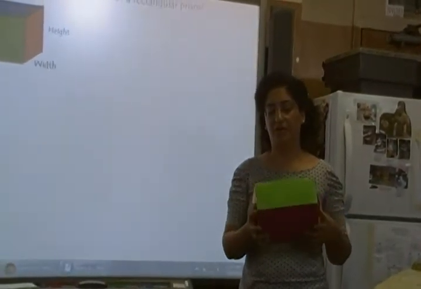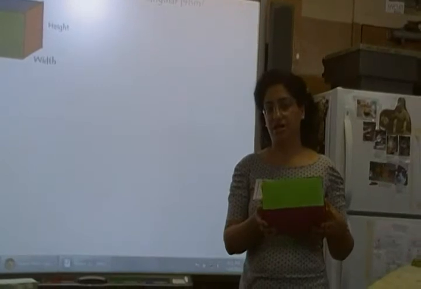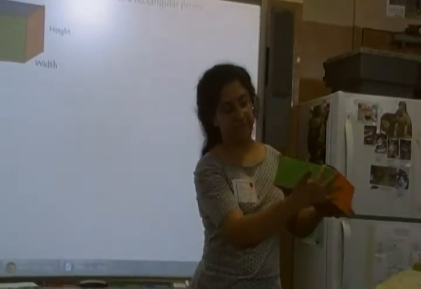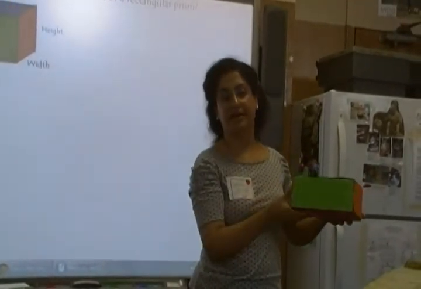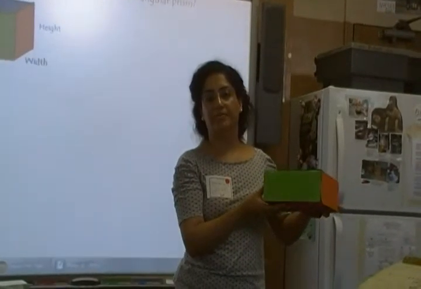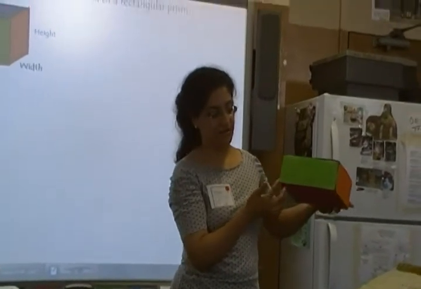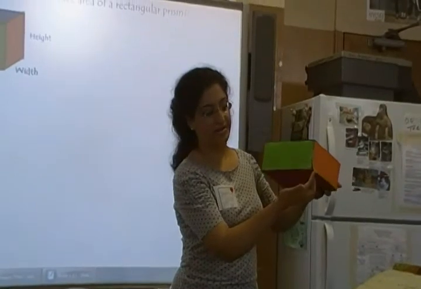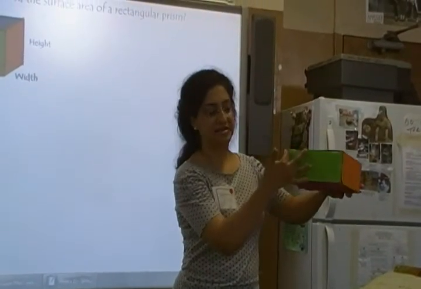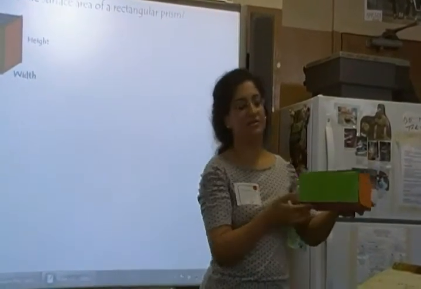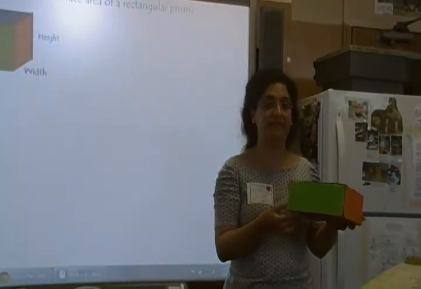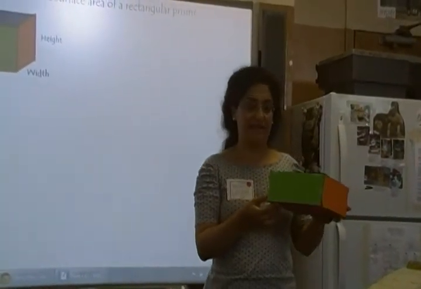And how do we measure the area of, let's say, the front rectangle? Length times width, or base times height? Right. So this is your length, and this is your width. This will be your height. So the area is measured in length times width, or base times height.